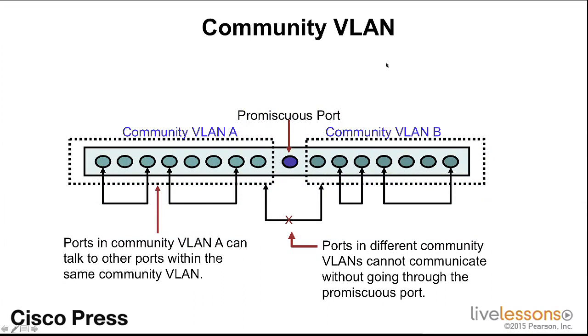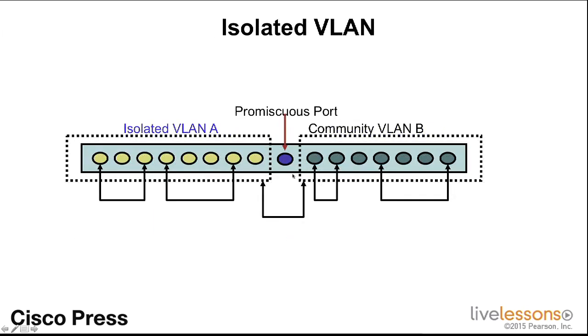If you look at this particular graphical example, we have two different community VLANs defined, VLAN A and VLAN B, with the promiscuous port on our primary VLAN. Ports in community VLAN A can talk amongst other ports within that same community VLAN. However, a port in community VLAN A cannot talk to a port in community VLAN B. But both ports in community VLAN A and community VLAN B can talk to the promiscuous port in the primary VLAN.